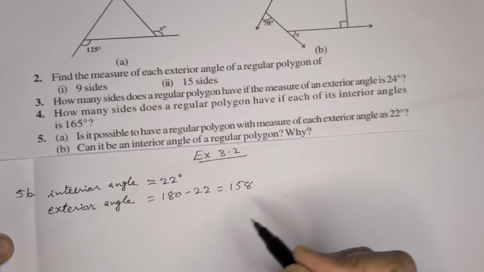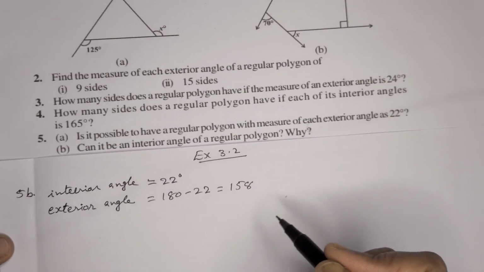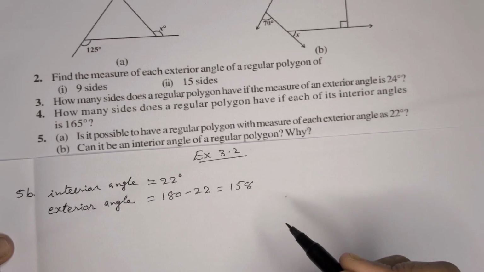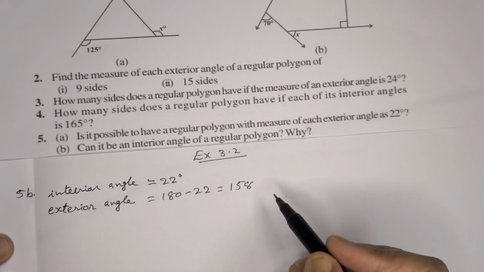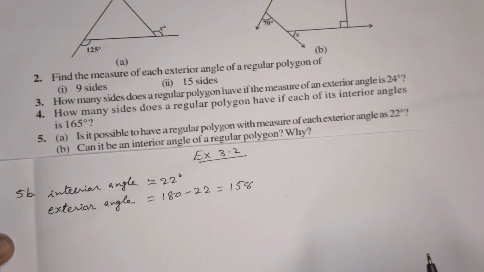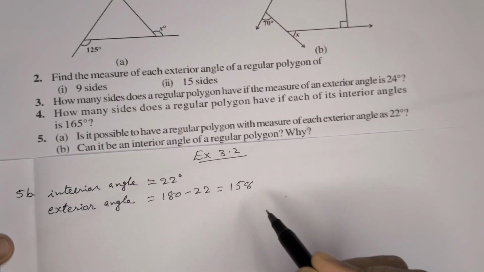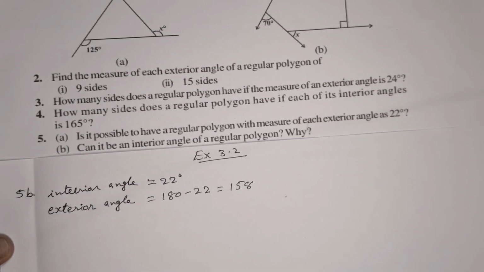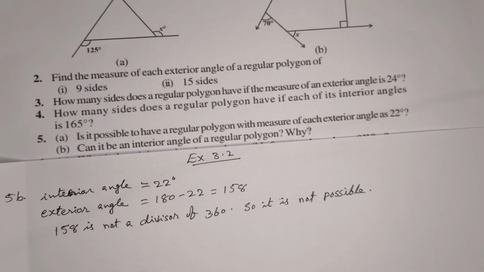So we can write it is not possible because it is not a divisor of 360. Or we cannot completely divide 360 by 158. When we are dividing, we will not get a whole number. So it is not possible. 158 is not a divisor of 360, so it is not possible.